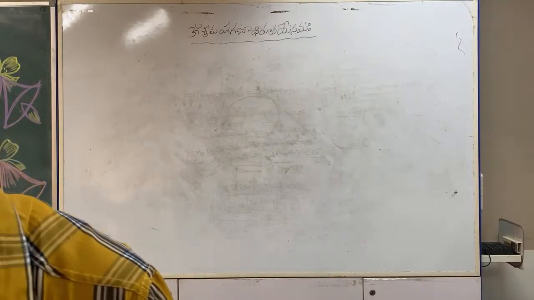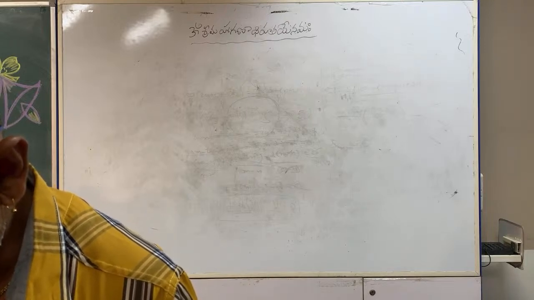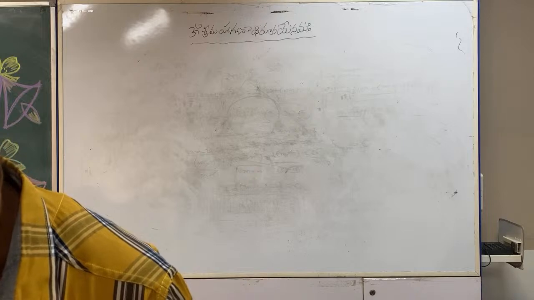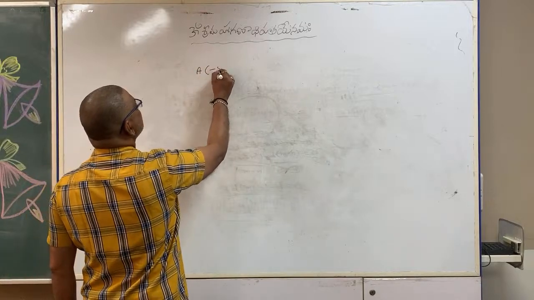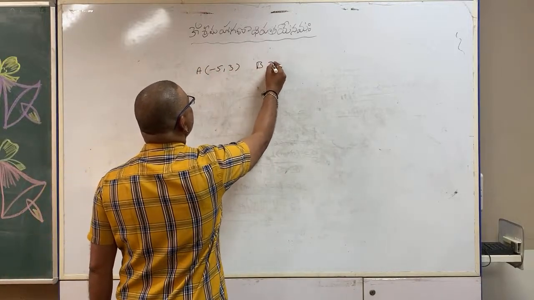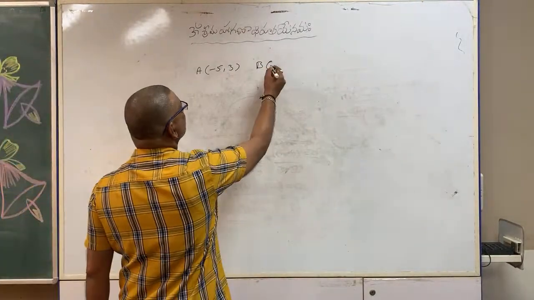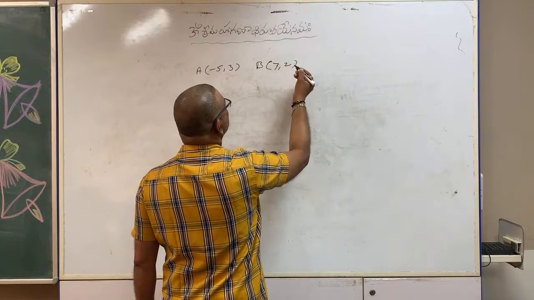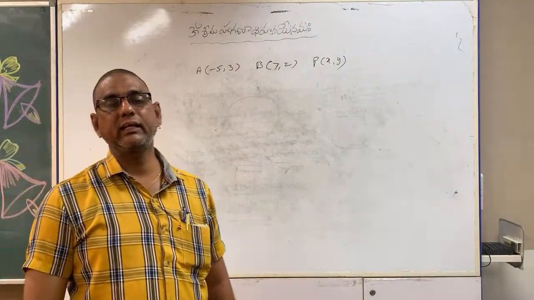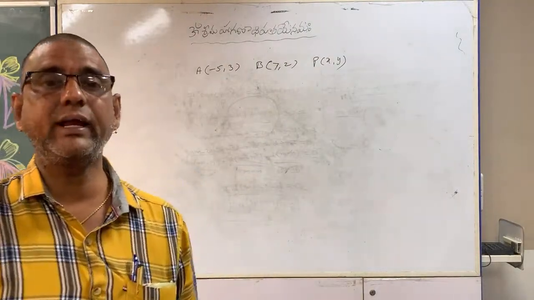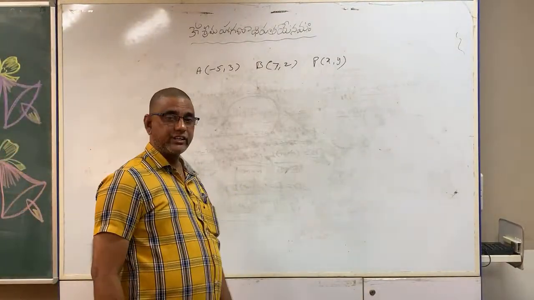Next question. Find the relation between x and y such that P of (x, y) is equidistant from A (minus 5, 3) and B (7, 2), where P has coordinates (x, y). We need to establish a relation.